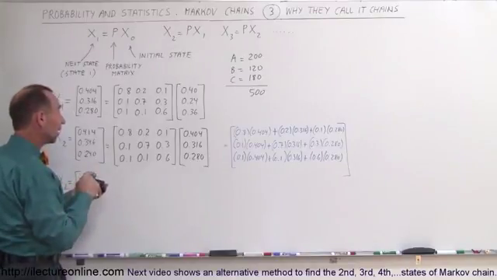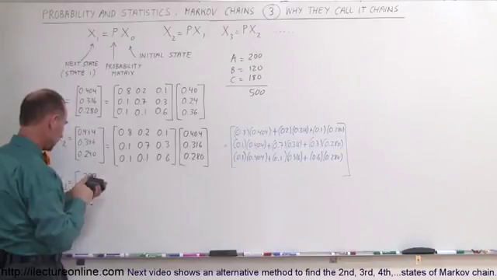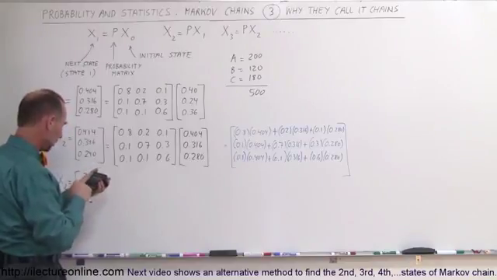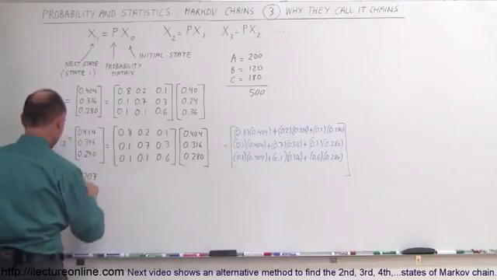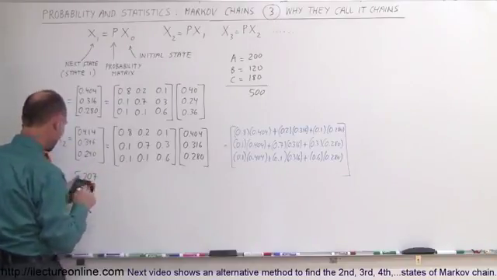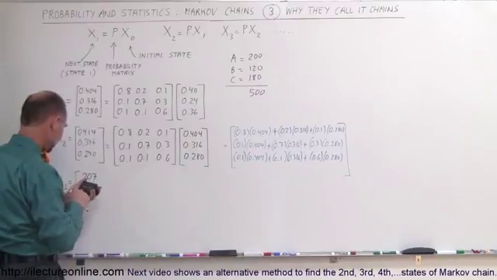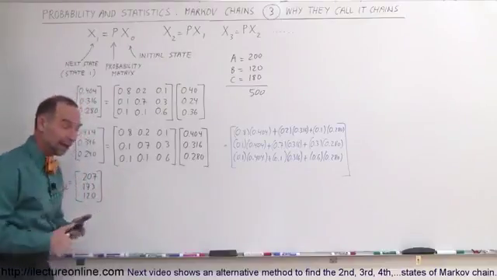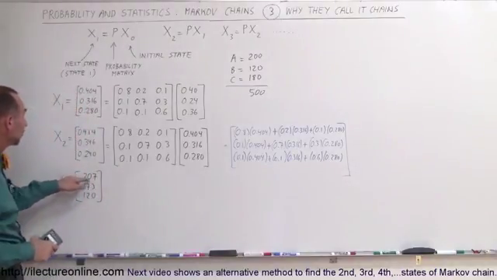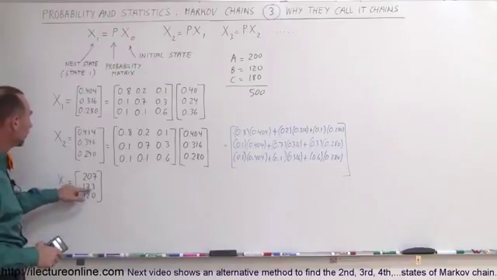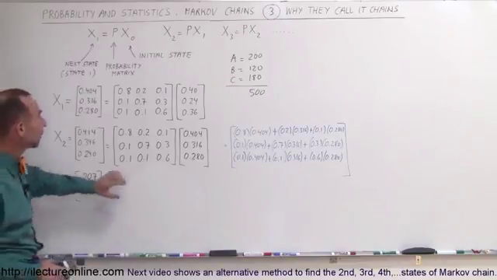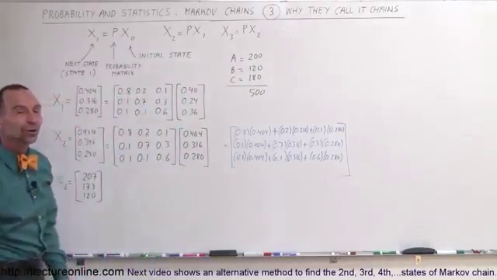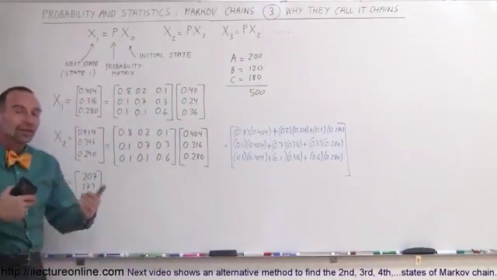0.346 times 120. I'm sorry, take that back. So that would be 500 times 0.346 equals 173. And finally, 0.24 times 500 equals 120. So after 2 weeks, we can see that 207 people will be shopping at store A, 173 will be shopping at store B, 120 will be shopping at store C, and that is compared to where they started 2 weeks earlier. And of course, we can continue doing this time and time again.